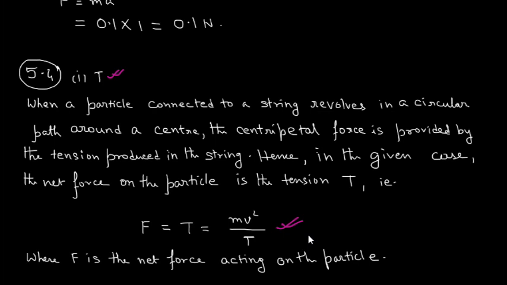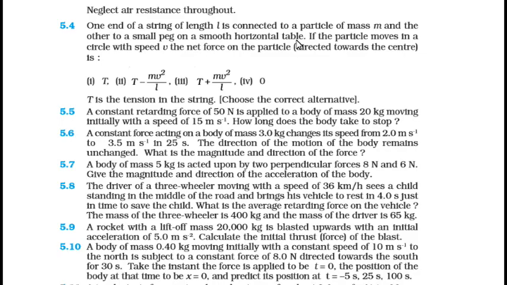Let us see the next question, question number 5.5. A constant retarding force of 50 Newton is applied to a body of mass 20 kg moving initially with a speed of 15 meter per second. How long does the body take to stop?